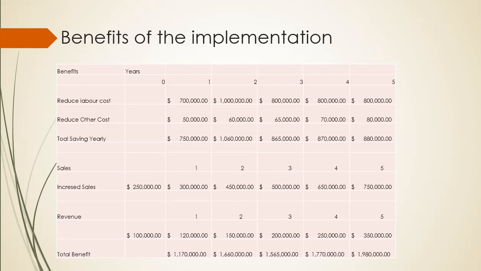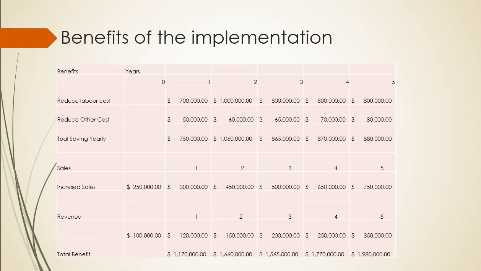In the first year, the total saving is $750,000, and at the end of the 5th year, the total saving is $880,000. So it will increase year by year. The sales will increase from first to 5th year by 50%, and the revenue also will increase by 20% in the first 2 years and by 50% for the remaining 3 years.